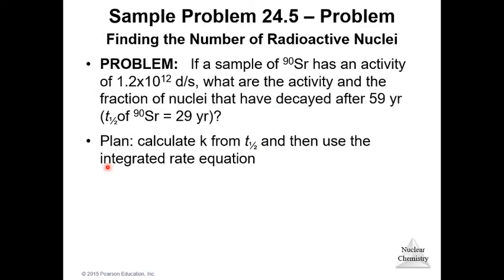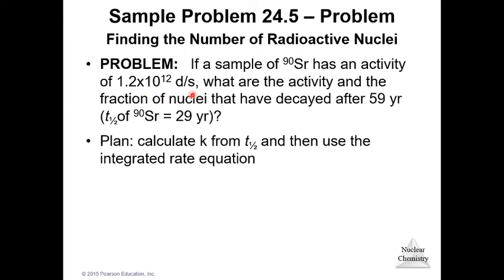So let's do that. We have a sample of strontium-90, and let's say it has this activity, 1.2 times 10 to the 12 disintegrations per second. What's the activity after 59 years have gone by? So there's our value for t. Here's our half-life for strontium-90, 29 years. So what we're going to do is calculate k from the t1/2 that we're given, and then plug that k into our integrated rate equation.